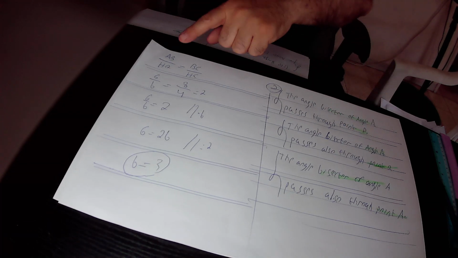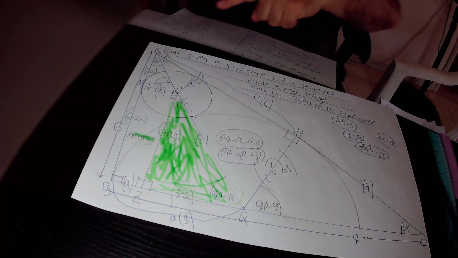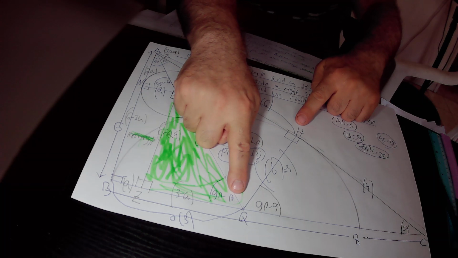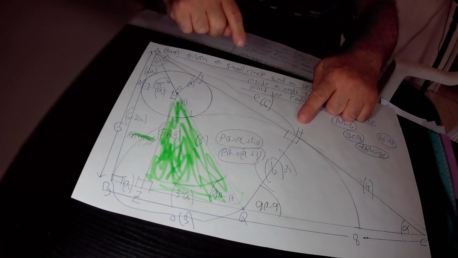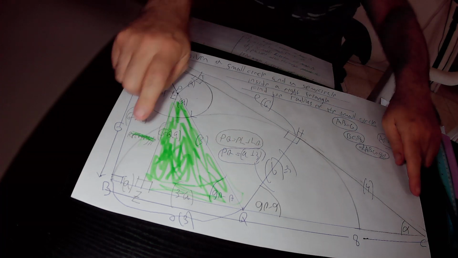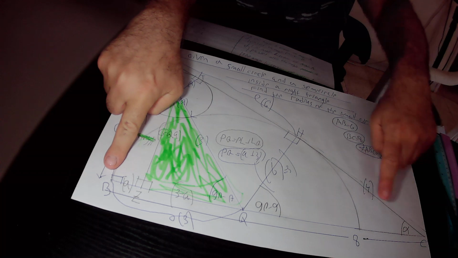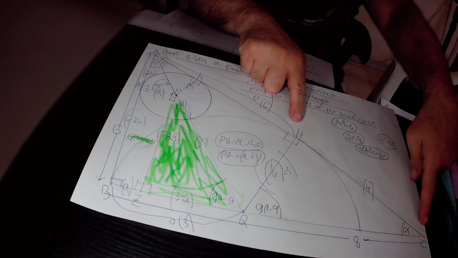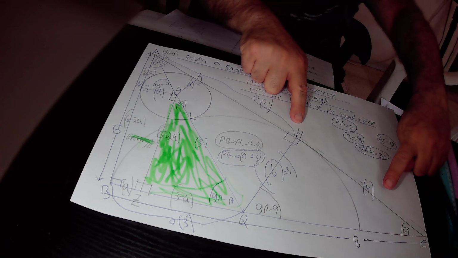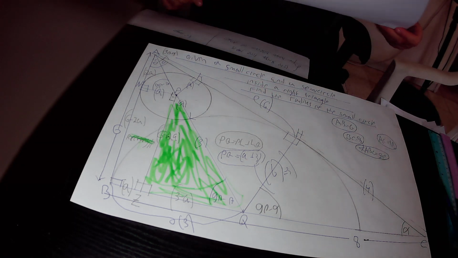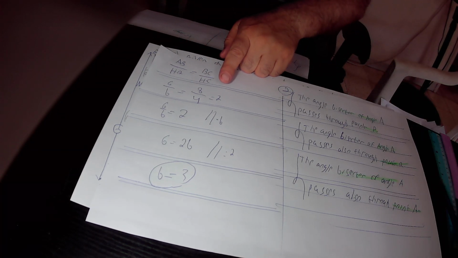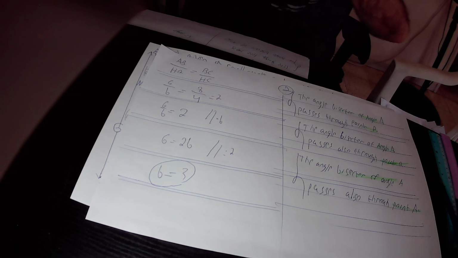AB is 6 over HQ. HQ is B, the radius of the big semicircle, and it is equal to BC. BC is 8 over HC. We already found out that HC equals 4. So we found out that 6 over B equals 8 over 4, and 8 over 4 is 2.